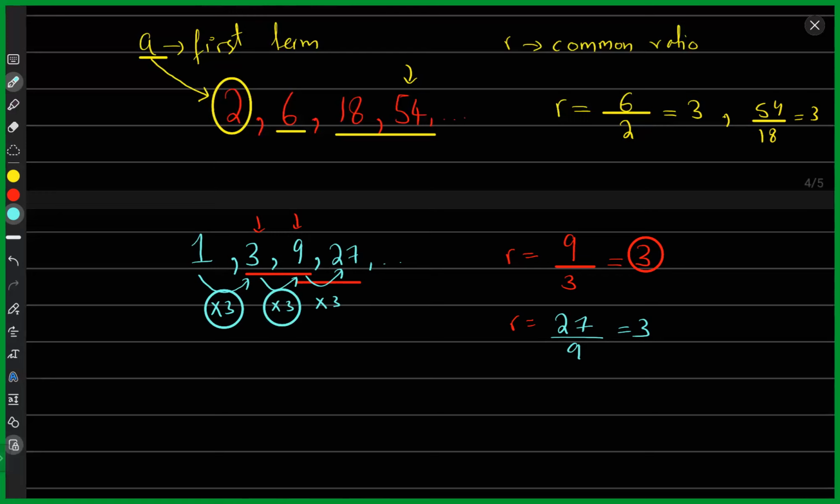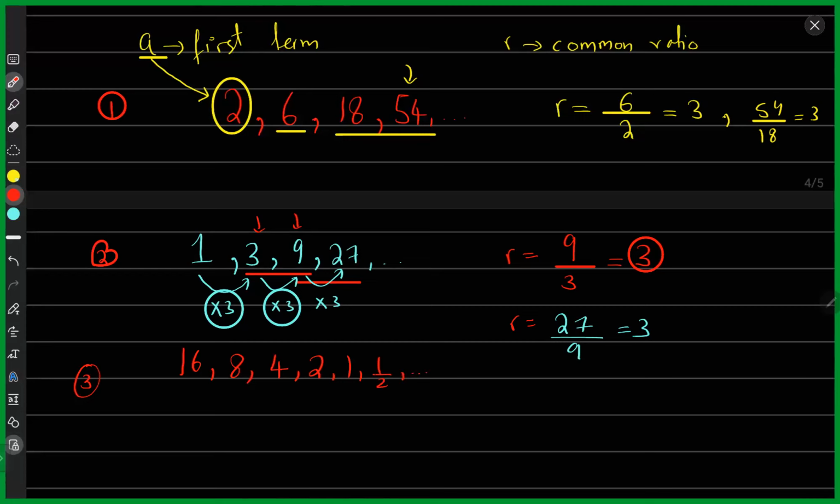Let's talk about another example. This was the first one. This is the second one. We are just seeing how to find the common ratios. And the third one, let's talk about it now. So imagine that 16, 8, 4, 2, 1, 1 by 2, and so on.